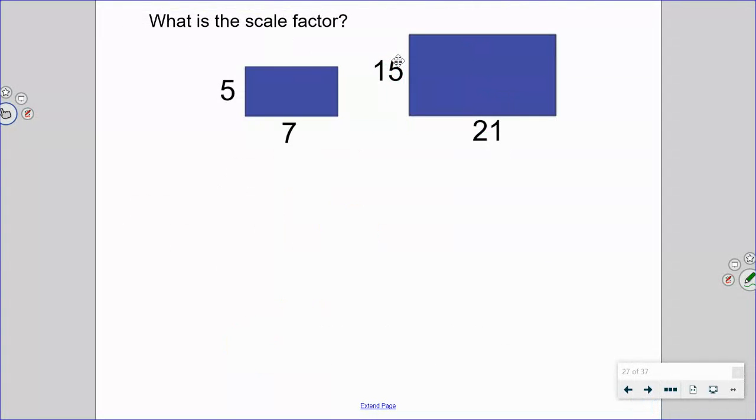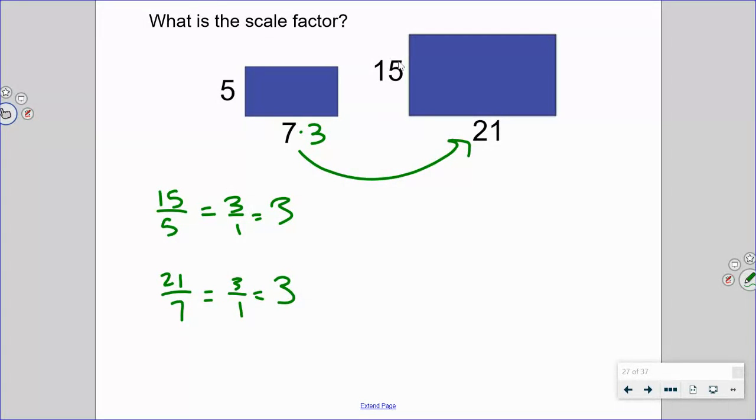All right, pause the video. Come on back when you're ready. So in this case, check it. Is 7 times 3 21? Yes. Is 5 times 3 15? Yes. Notice also, because this is being enlarged, the scale factor is larger than 1.